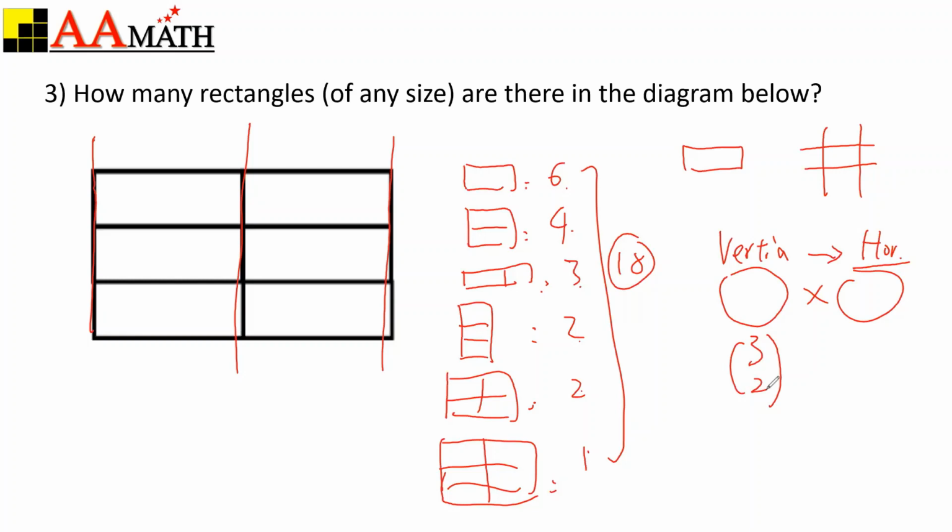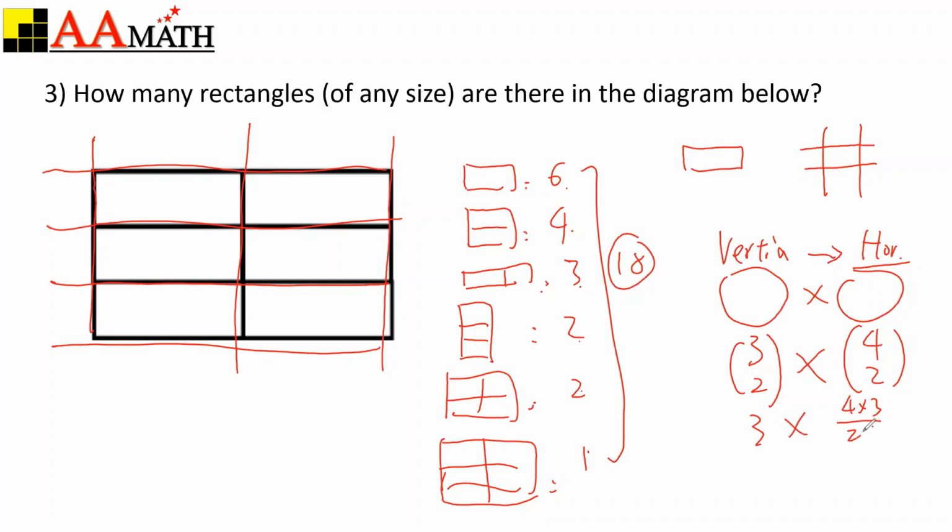So now we look at the horizontal lines. We have this horizontal line, this one, this one, and this one. We have 4. How many ways to pick 2 out of 4? Yes, 4 choose 2. Then we just do the multiplication. So this one is 3. This one is 4 times 3 divided by 2 times 1, which is 6. 3 times 6 equals 18. So you can see that's the same.